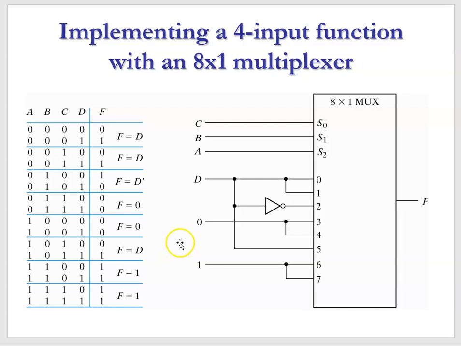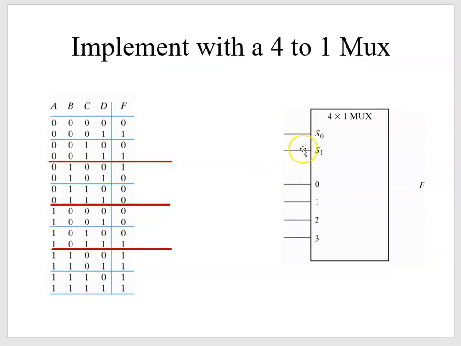So that process is easy enough if we have, for example, a 4 input function and an 8x1 MUX. Well, what if we had the same 4 input function, but we wanted to implement it with just a 4x1 MUX? So now we have to take our truth table, instead of breaking it into every other row, and break it into 4 rows, right? So the first 4 rows now is where A and B are 0, 0.